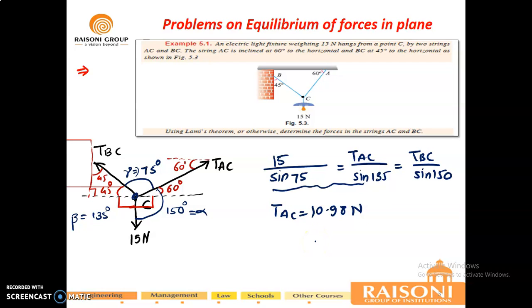Similarly, if you compare this and this, you will get TBC. So 15 into sine 150 divided by sine 75. From here you will get the tension in the BC string as 7.76 Newton. Please check the answers, calculate it on your own.